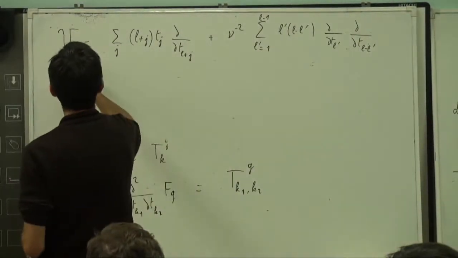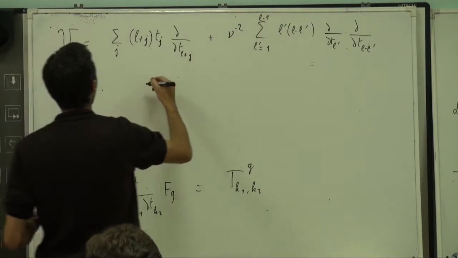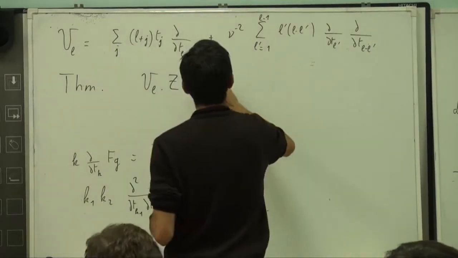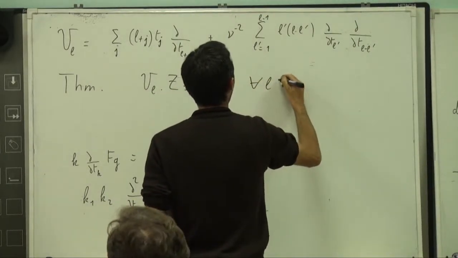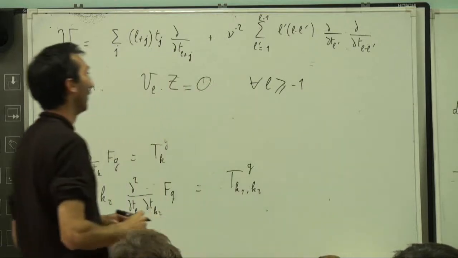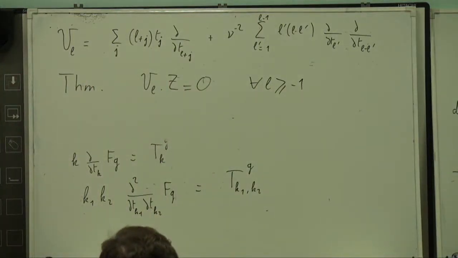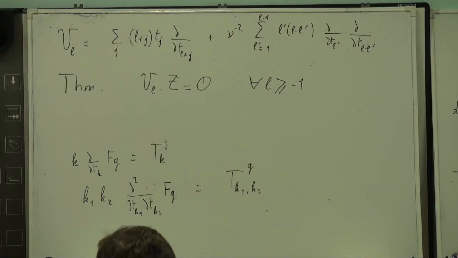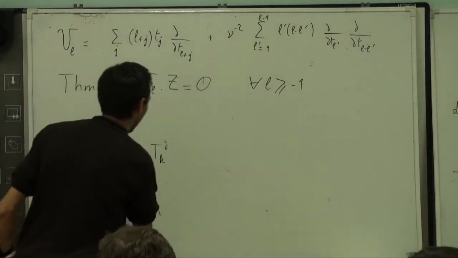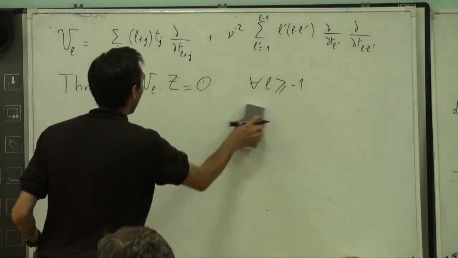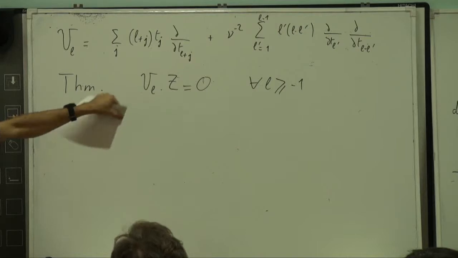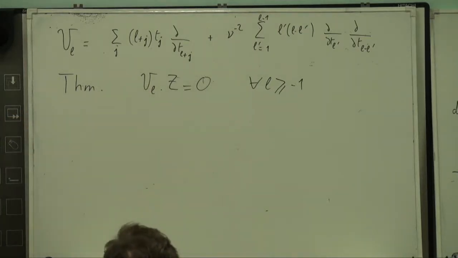And so the theorem is that VL applied to Z equals 0 for all L. And in fact, since I shifted the definition of L, I'm not starting with 0, but with minus 1. So somehow this equation now is just a reformulation of the Tutte equation.